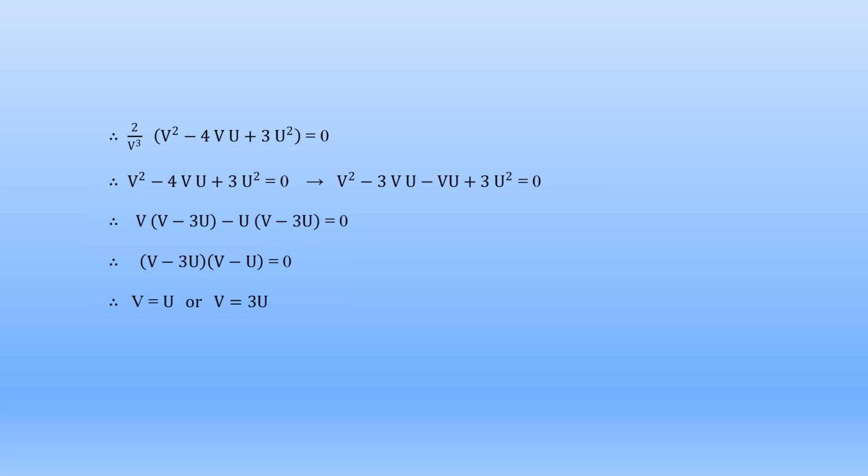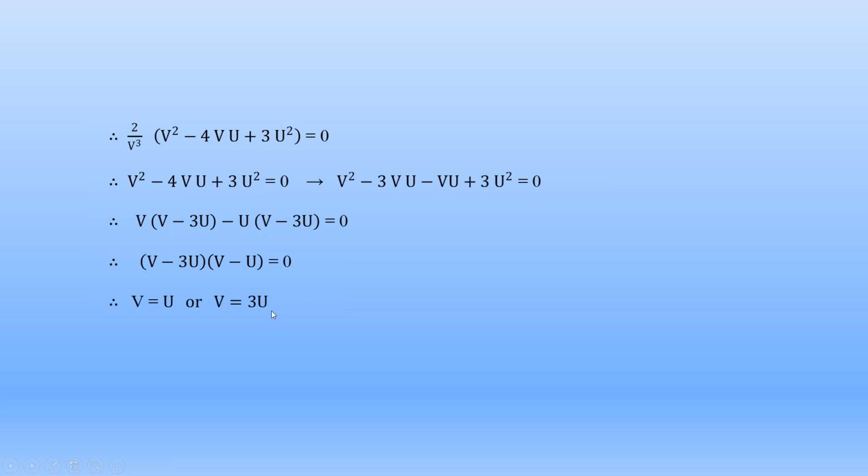Thank you. So please everyone observe these two results. The efficiency of the water jet becomes maximum. One condition is V is equal to U. Next condition is V is equal to 3U. We got these two results. Please follow this carefully. We got these two results for the maximum efficiency.